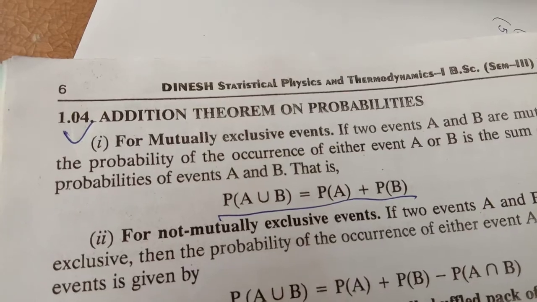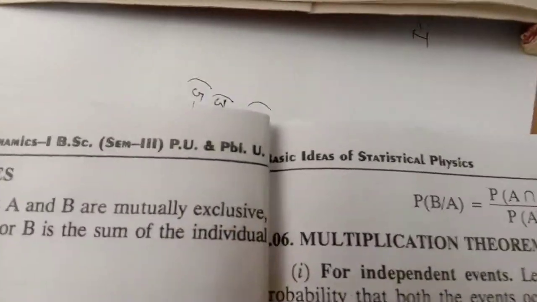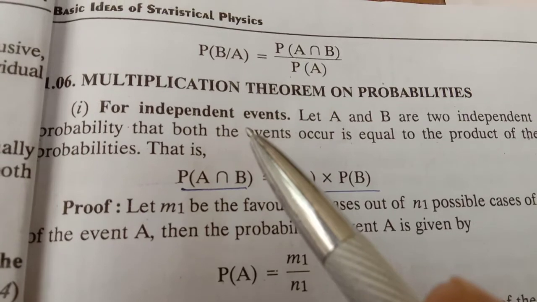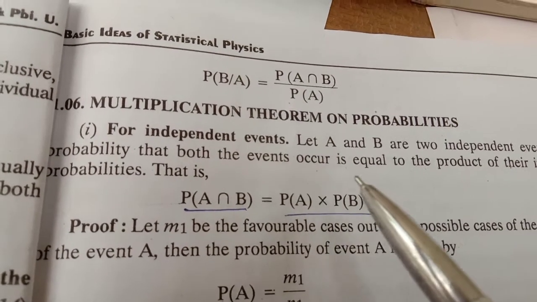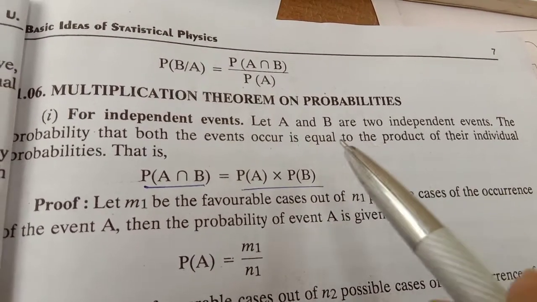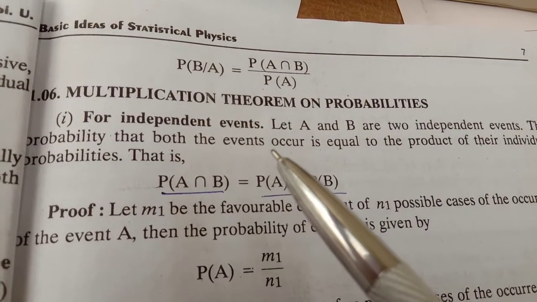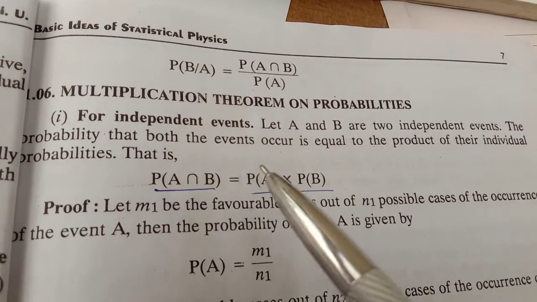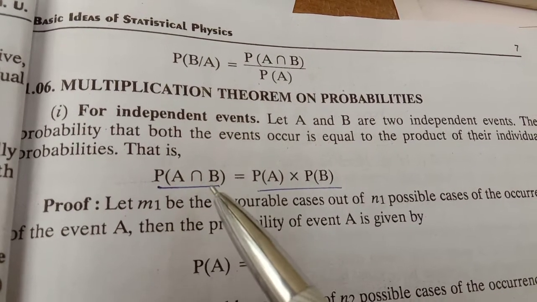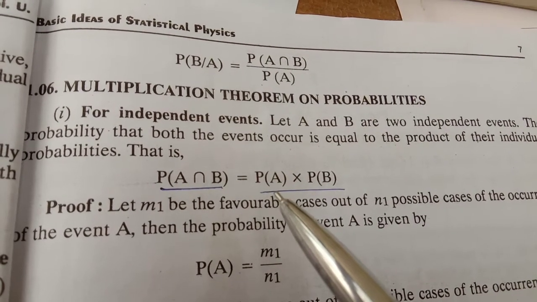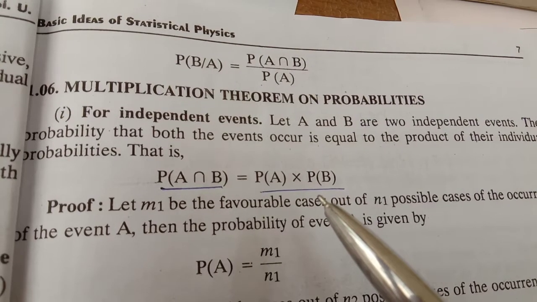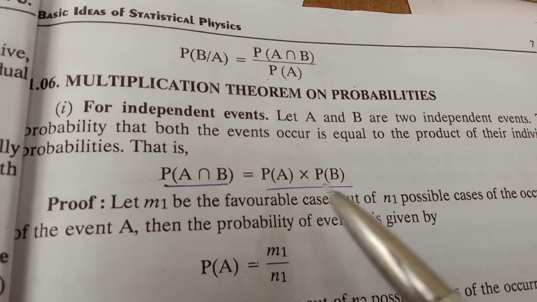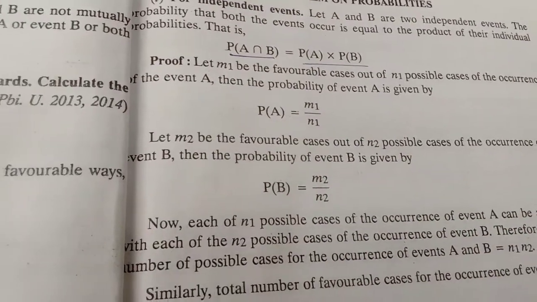Okay. And the second case we will discuss is the multiplication theorem on probabilities. We will discuss only independent events. Let A and B be two independent events. The probability of both the events to occur is equal to the product of the probabilities of the individual events. That is, the probability of two independent events is equal to the probability of the first event multiplied by the probability of the second event. This is called the multiplication theorem on probabilities. So leave the rest of this topic.